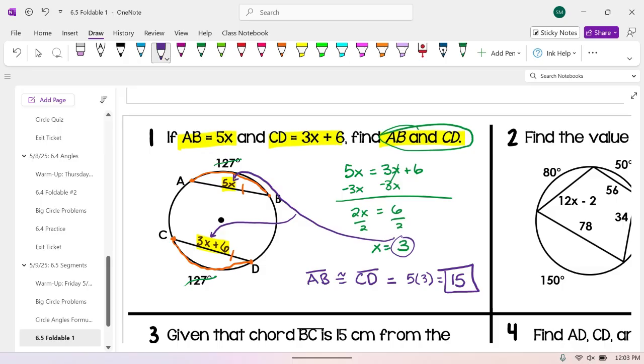So make sure you read the question very carefully because sometimes they tell you to solve for x, but other times you have to solve for x in order to find the side length, because you'll end up having to plug it back in. That's where a lot of people can get points taken off on a test, because they solved for x correctly, they just didn't plug it back in. So make sure you're solving for what you need. All right, any questions on number 1?